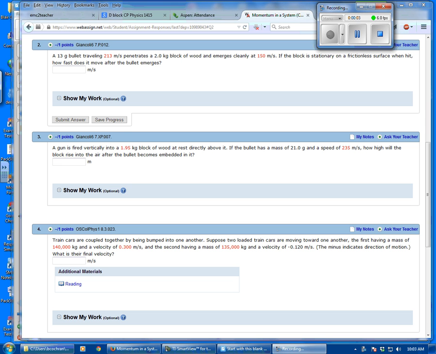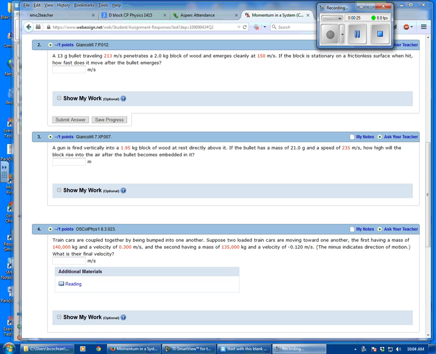All right, so we're starting with number 2 here. We got this bullet traveling at this speed, penetrates the block of wood and emerges on the other side. And the block is stationary beforehand on a frictionless surface. And how fast does it move after the bullet emerges?